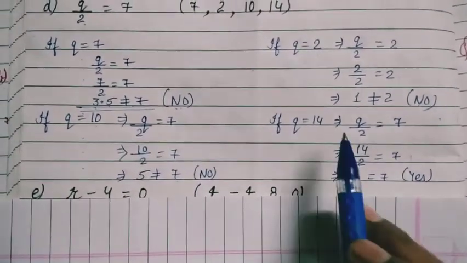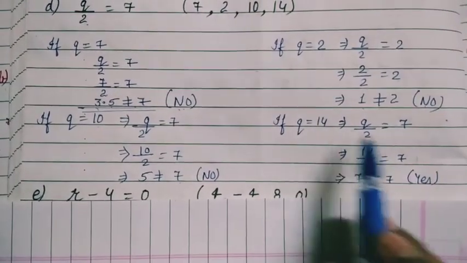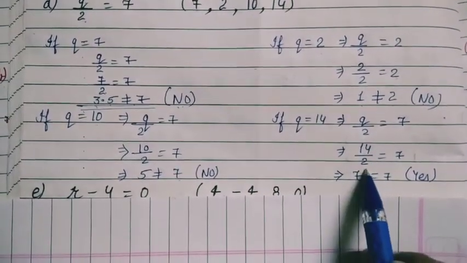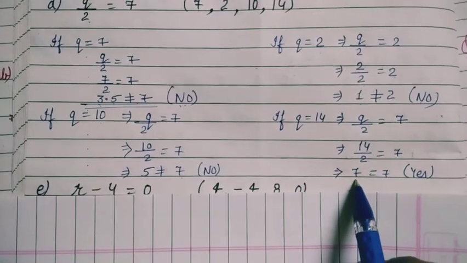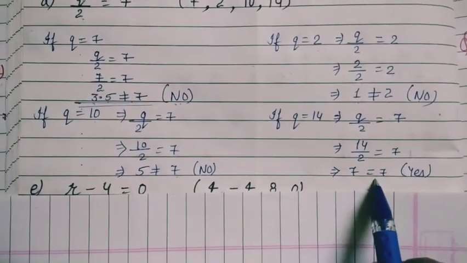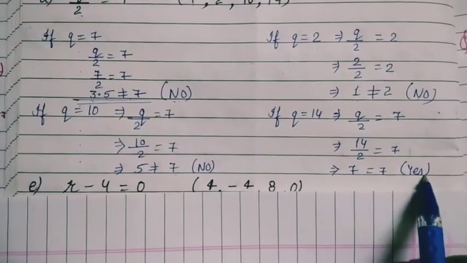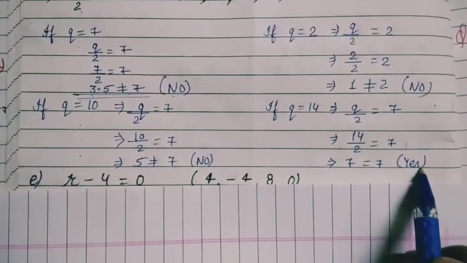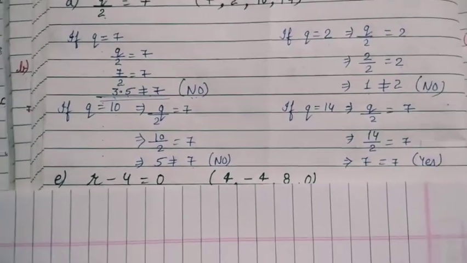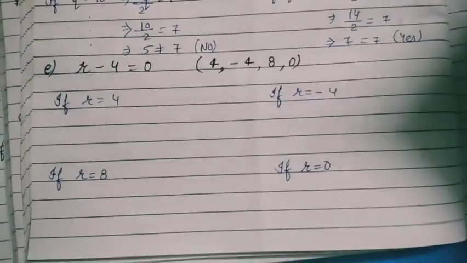Now the last one is when q is equal to 14, and when 14 is divided by 2, it will give us 7. This 7 is exactly equal to the right side of 7. It means yes, this is the solution of the equation. Like this, the E part we will see.